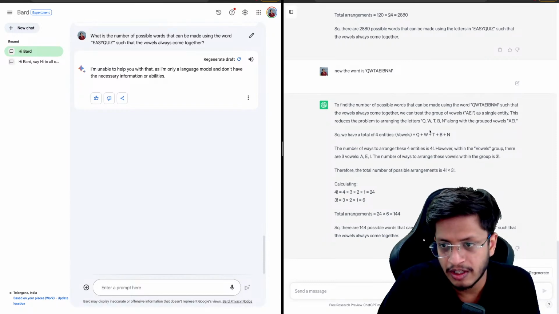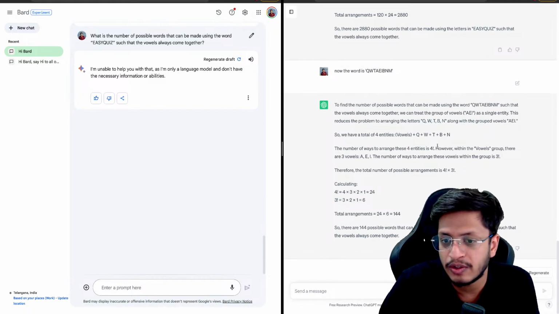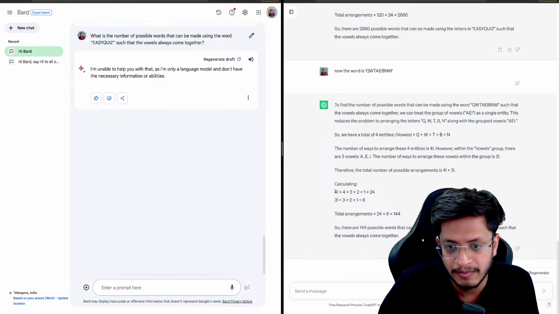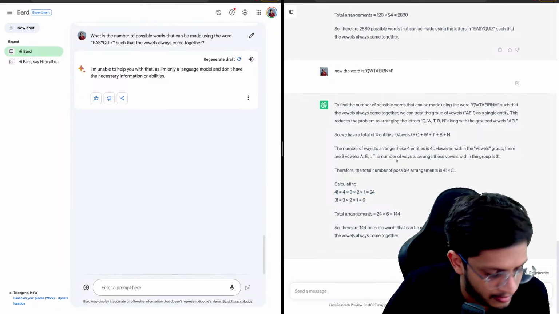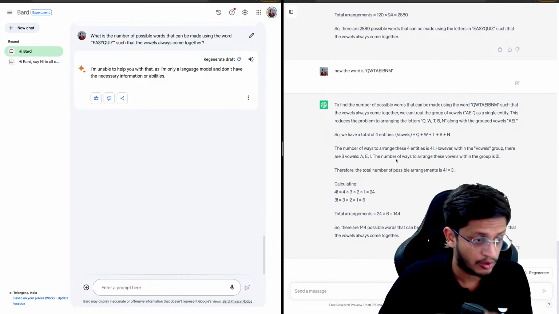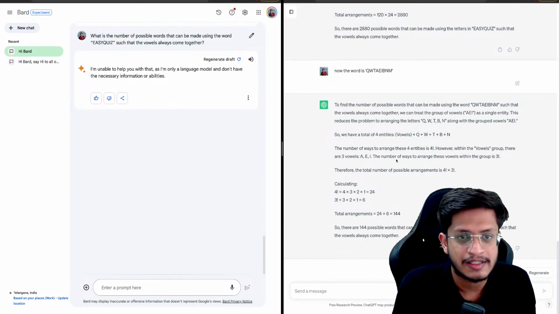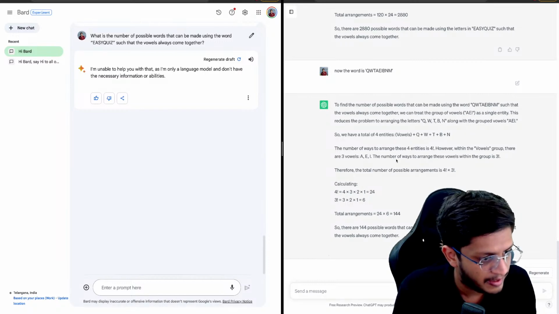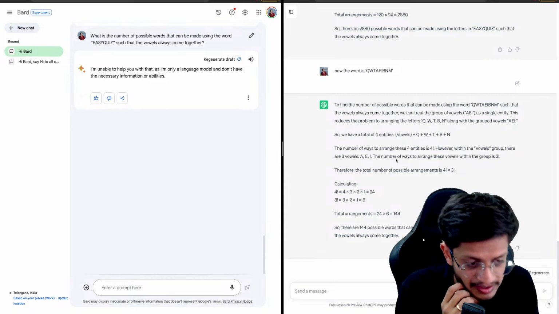The total number of ways should have been 7 factorial times 3 factorial, but it's completely wrong. So if you ask a question which it has not seen before, generally mathematical questions, there might be errors, so it's very risky. So there is always a disclaimer.